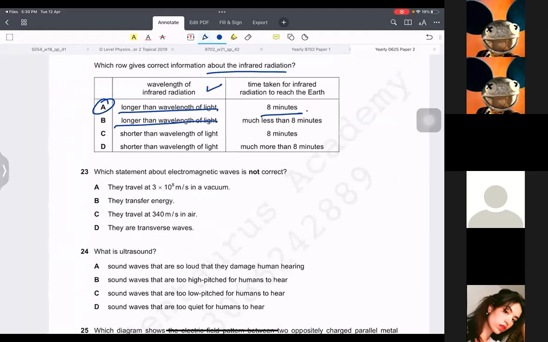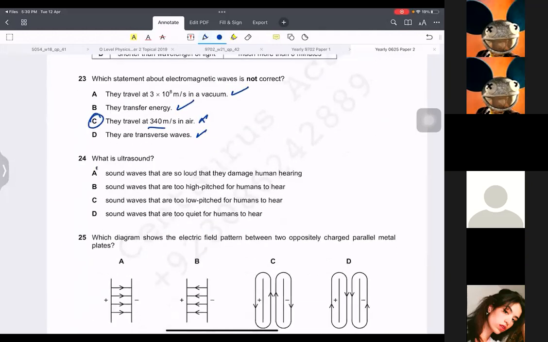Now, which statement about electromagnetic waves is not correct? That's correct. That is correct. That's wrong. That is correct. This is the speed of sound, not light. What is ultrasound? Sound that is so loud that it damages? No, sound that is too high pitched for humans to hear. This could be the answer. High pitch means high frequency. The other ones are wrong.